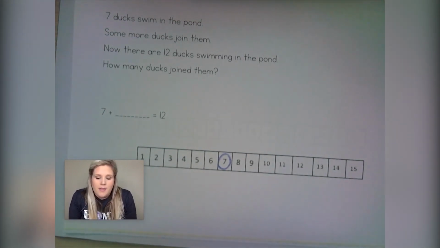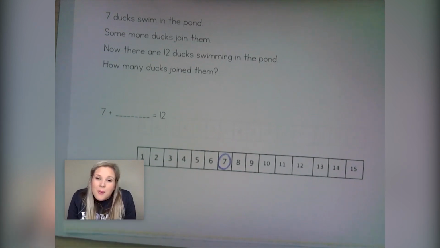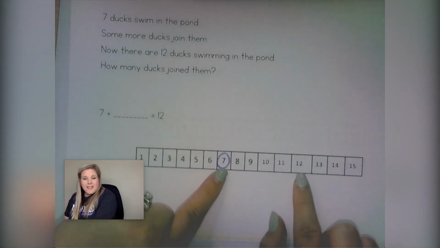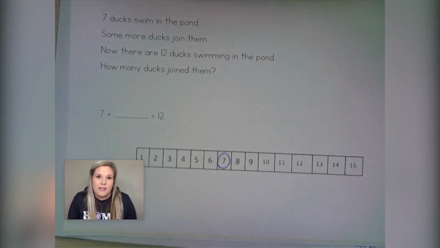What happens to the number of ducks on the pond when others join them? That's right. The number of ducks gets larger because more ducks are joining them. Can you help me find a friendly number between 7 and 12? Exactly. The number 10 is our friendly number. And just like in some of our previous lessons, when we make a 10 to add, it's easier to keep counting on from there.